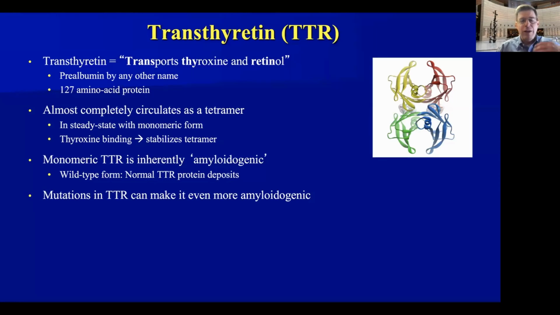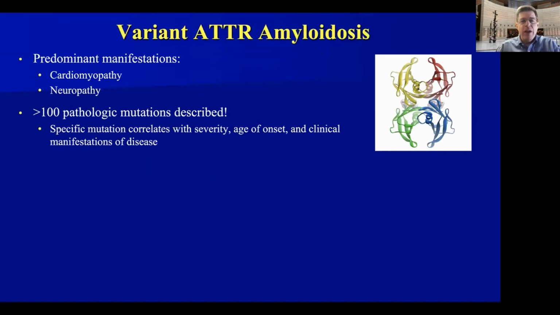It's the monomers that misfold and deposit as amyloid deposits. So monomeric transthyretin is inherently what we'd call amyloidogenic. That's what happens in the wild type form of the disease. But in addition, people can be born having inherited mutations in transthyretin, which make it even more amyloidogenic. We call that variant ATTR amyloidosis, and the predominant manifestations are cardiomyopathy, neuropathy, or both. And there have been over 100 different pathologic mutations described, and the mutation really matters because the mutation specificity correlates with the severity, the age of onset, and the clinical manifestations of the disease.